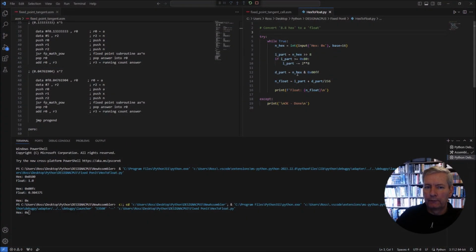I have run up the little conversion tool here. The answer we were expecting to get was 0100, which is a value of 1. The actual answer we got is 00FC, and that's 0.984375. So I will take a note of that number and we will look at the error percentages that we have here.